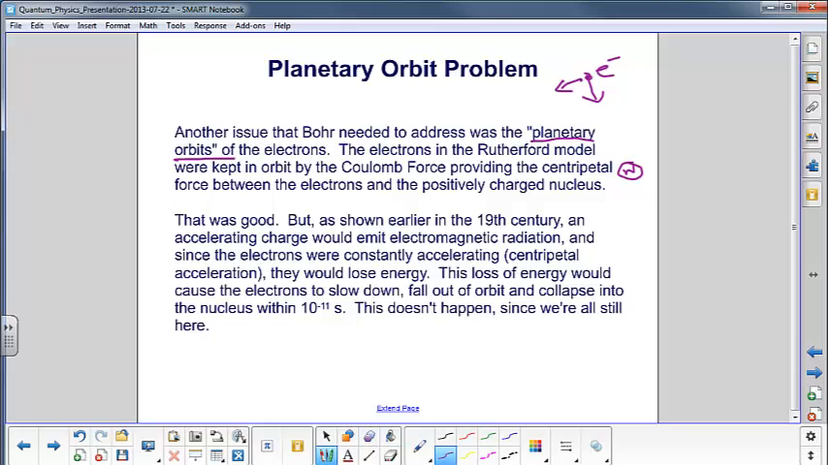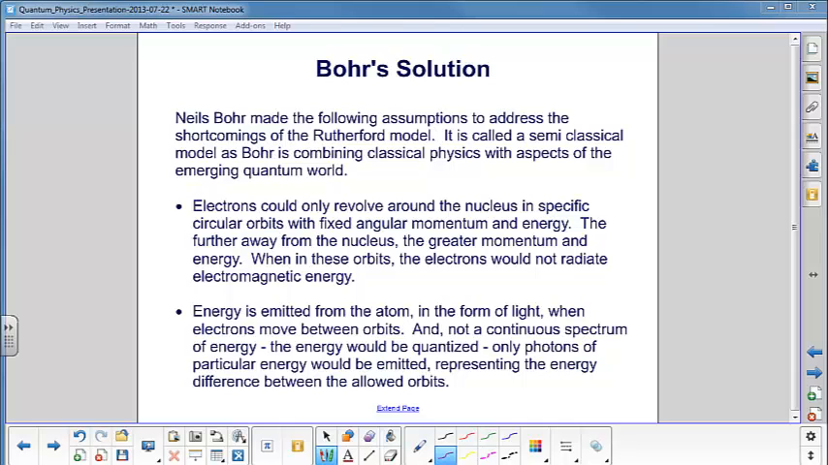That's good. However, shown earlier in the 19th century, an accelerating charge, and again, these charges continue to accelerate, right? They keep a constant speed, but their velocity is always changing. I hope you remember that from mechanics, because velocity has a direction as well as a magnitude, and the direction keeps changing, so there is an acceleration. So if these electrons are accelerating, they're going to emit electromagnetic radiation, and since they're constantly accelerating, they will continually lose energy. If this energy keeps being lost, the electrons will slow down, they'll fall out of orbit, and collapse into the nucleus within 10 to the minus 11 seconds. This obviously doesn't happen since we're all still here.